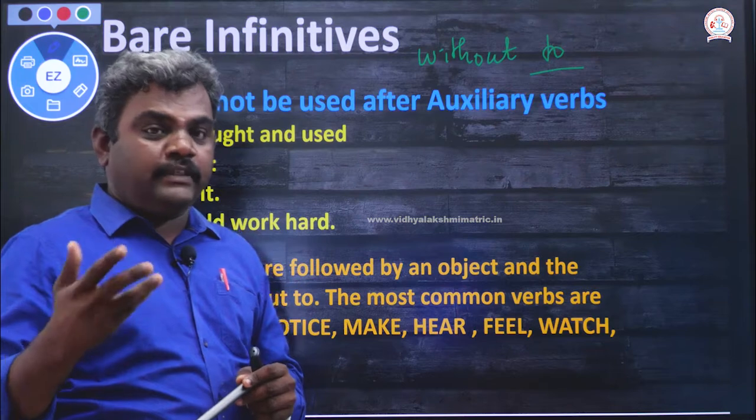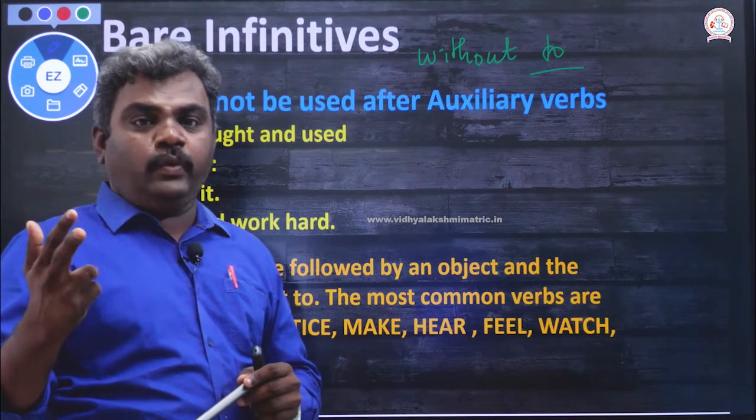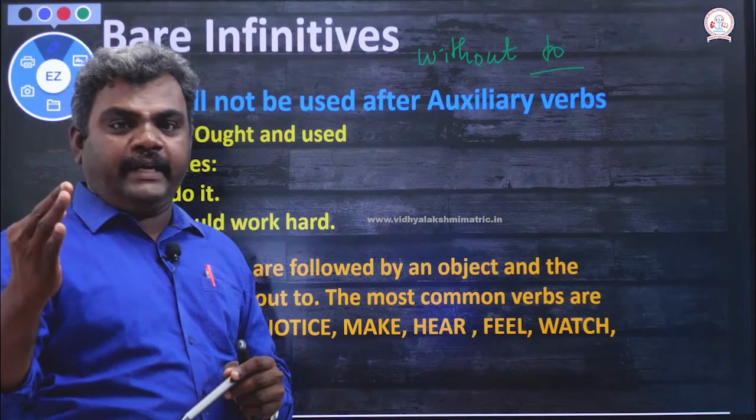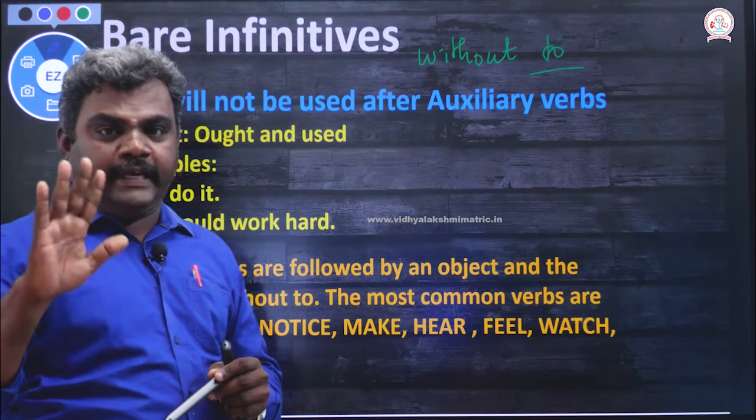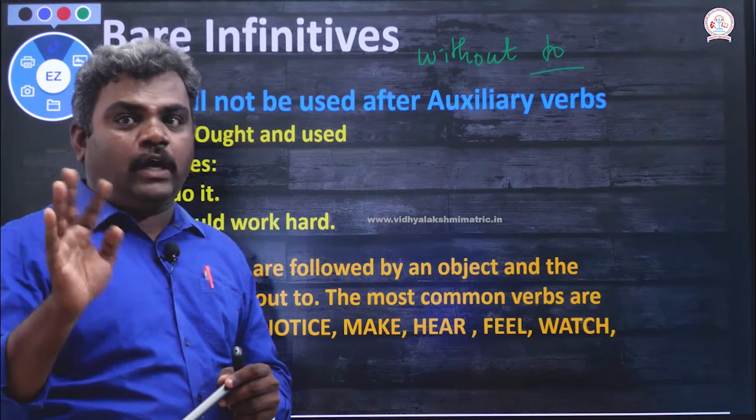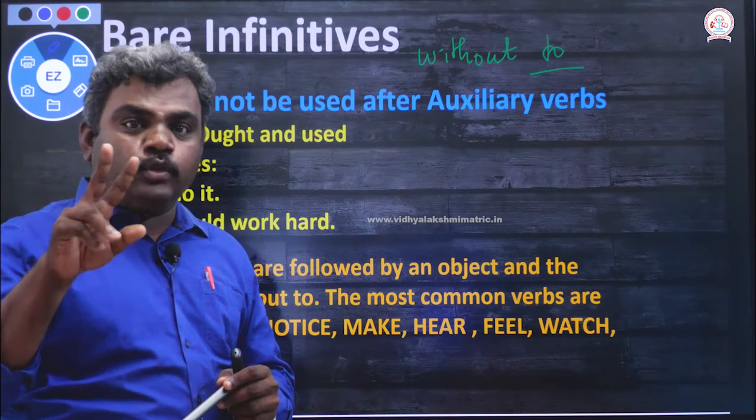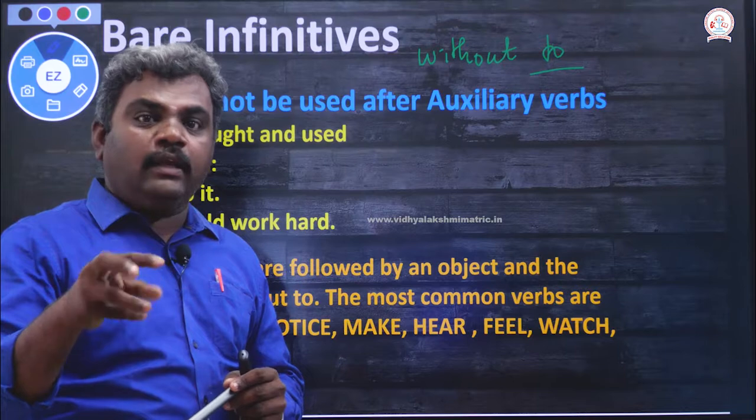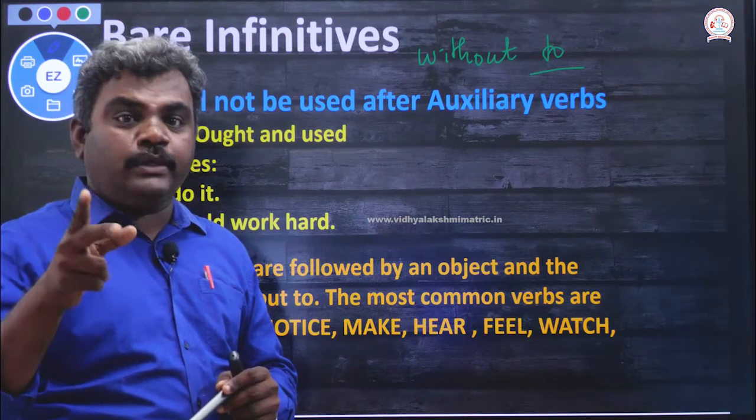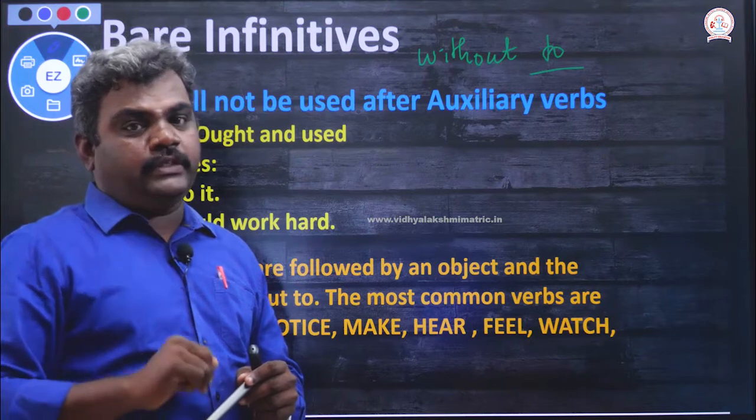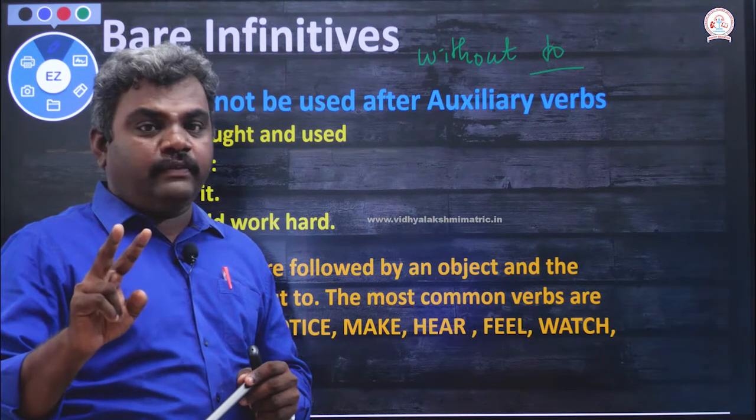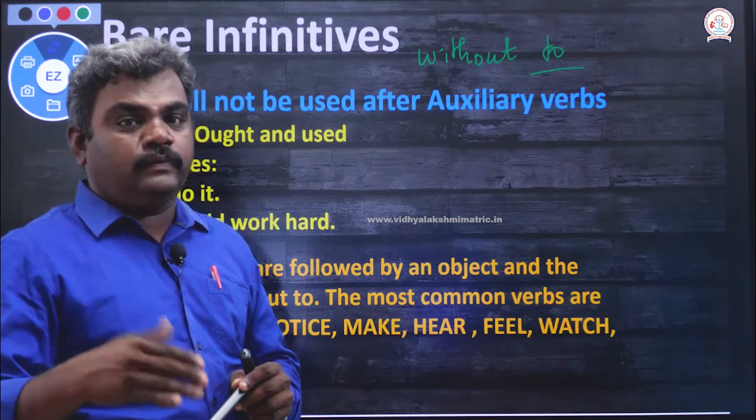What are the helping verbs? I can tell you. Will, would, shall, should, can, could, may, might, must. 9 words. The remaining 4 words, use to and are to, already have to. So we have another 2 words, dare and need. We should not use it. So in 11 words, we cannot write to.